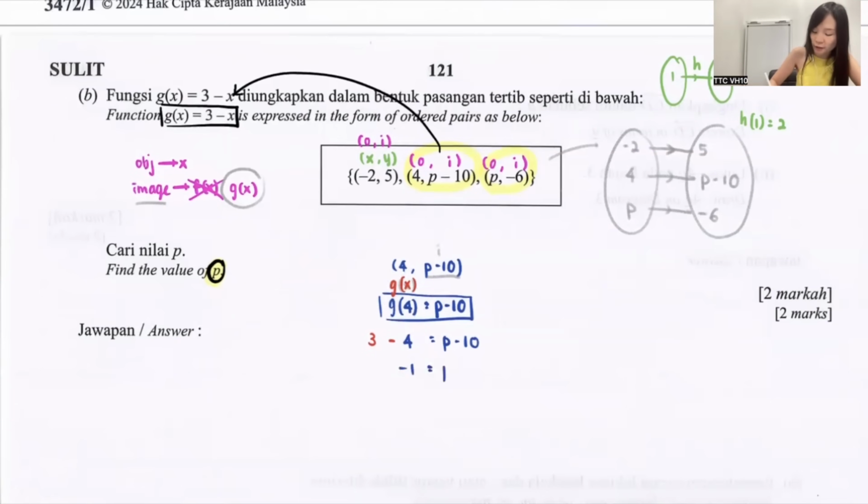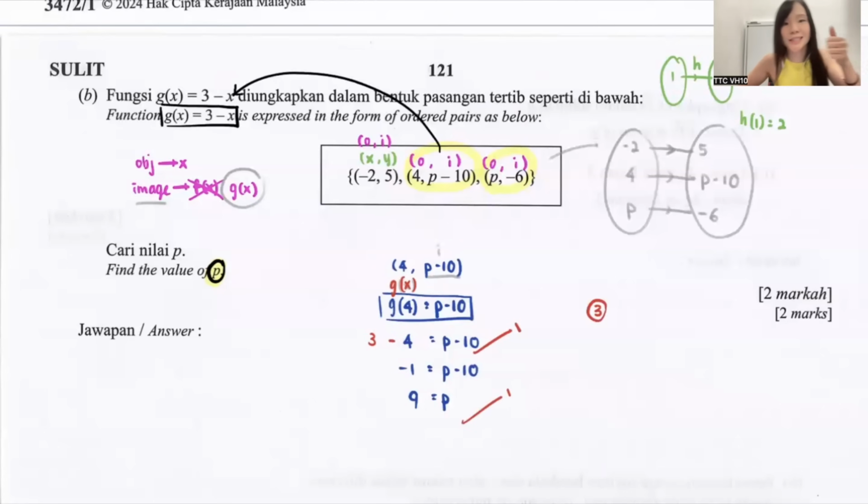3 minus 4, that is minus 1, equals p minus 10. So minus 10, move it over, plus 10. I get the p answer, which is 9. Ta-da! These are 1 mark each. When you substitute inside correctly, 1 mark. Then 2 marks, 1 mark, and this whole question 2 is worth 3 marks. Can I move on now, guys?